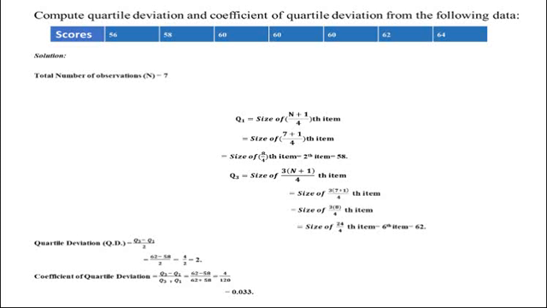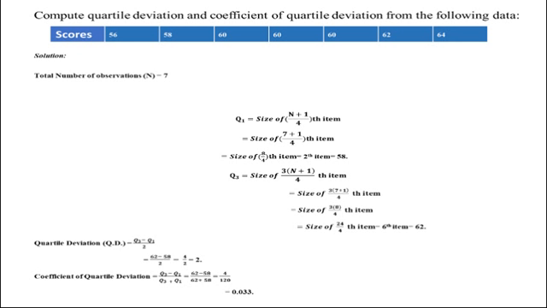Now let us take an example. Compute the quartile deviation and coefficient of quartile deviation from the following data: 56, 58, 60, 60, 60, 62 and 64. The total number of observations is 7. Before calculating the quartile deviation, we first have to calculate the lower quartile and upper quartile.